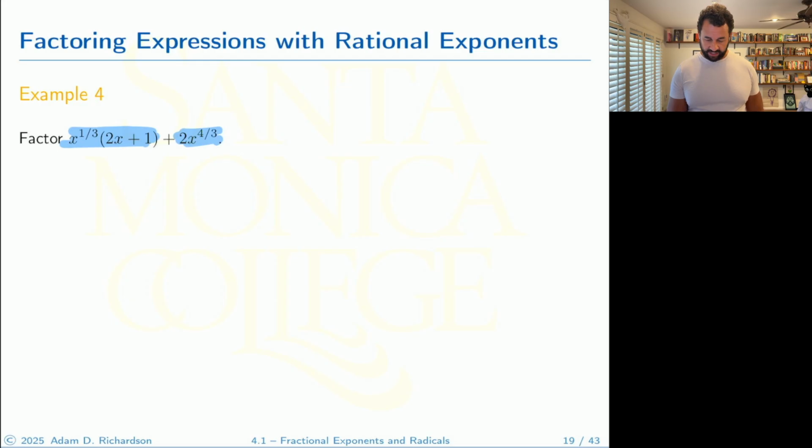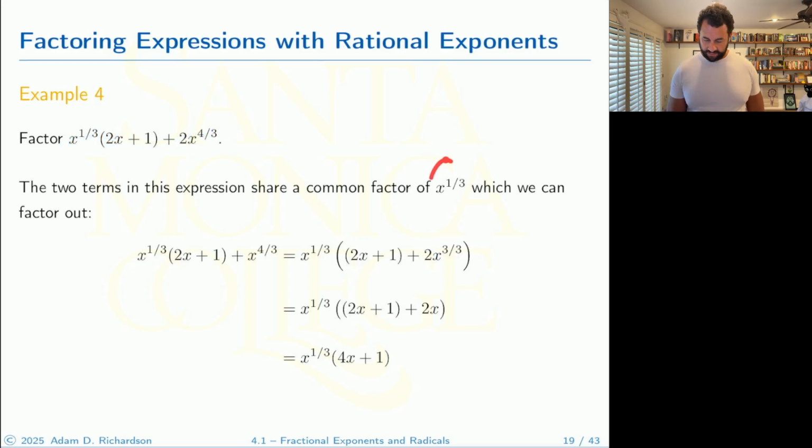And what I notice here is this term has a factor of, I'm sorry, x to the 1/3 and x to the 4/3. So they're sharing a common factor of x to the 1/3. We can factor that common factor out and see what's left. Here we go. Common factor of 1/3. So I'm going to factor 1/3 out of this and that. And then when I factor an x to the 1/3 out of this, I'm left with 2x plus 1.